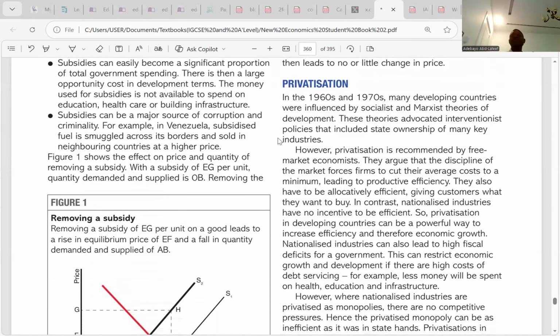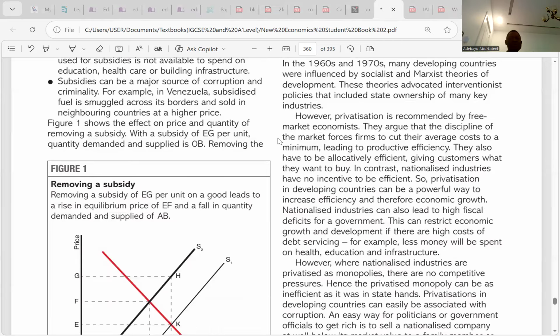In the 1960s and 1970s, many developing countries were influenced by socialist and Marxist theories of development. These theories advocated interventionist policies that include state ownership of many key industries. However, privatization is recommended by free market economists. They argue that the discipline of the market forces firms to cut their average cost to a minimum, leading to productive efficiency. They also have to be allocatively efficient, giving customers what they want to buy. In contrast, nationalized industries have no incentive to be efficient. So privatization in developing countries can be a powerful way to increase efficiency and therefore economic growth.